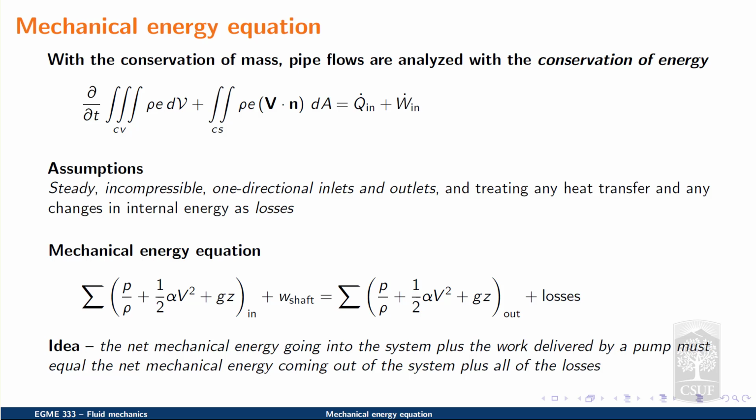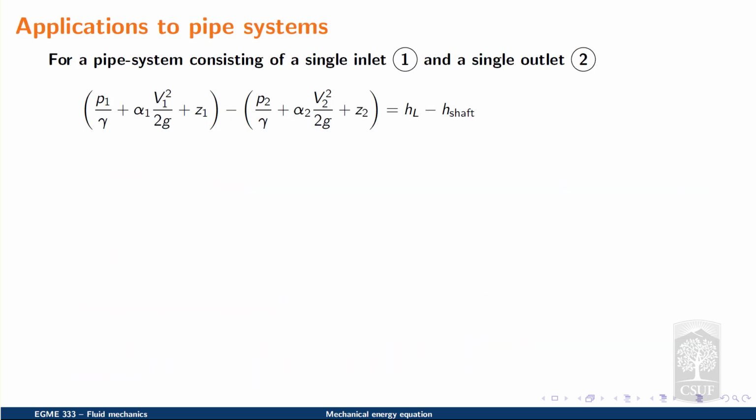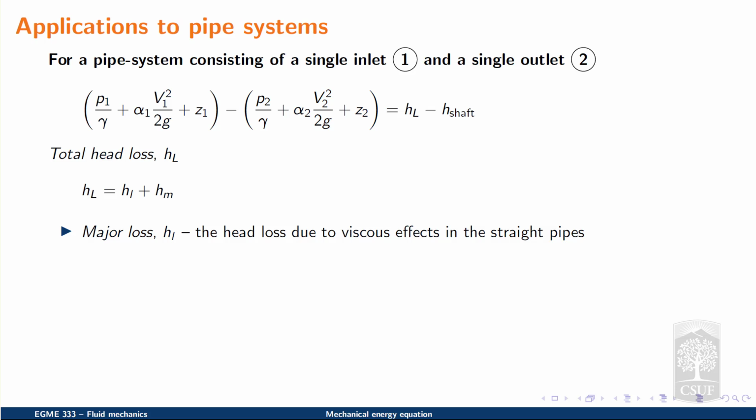We can apply the mechanical energy equation to a pipe system that consists of a single inlet and a single outlet to further simplify it, where now we have H sub L, which represents the total head loss of the pipe system, where the first part, H sub lowercase l, represents the major loss, which is the head loss due to viscous effects in straight pipes, and the minor loss, H sub m, which represents the head loss in a pipe system due to its various pipe components.